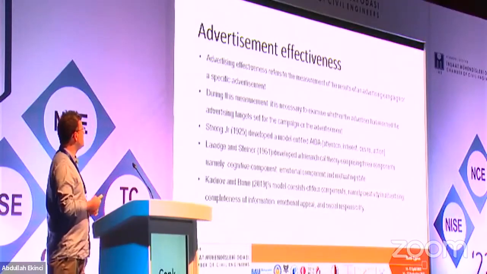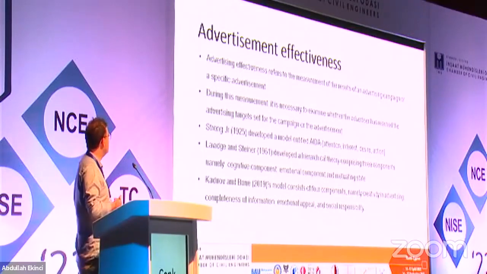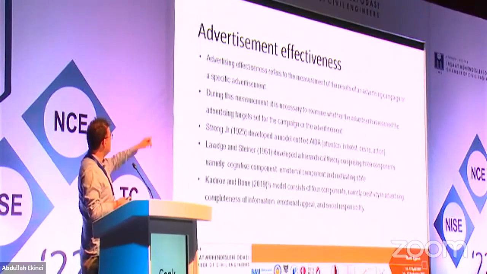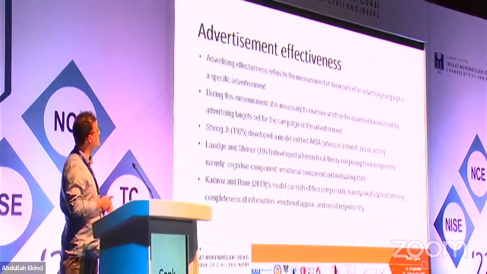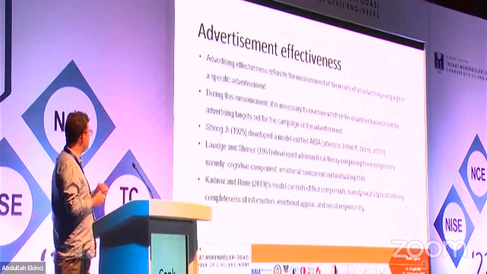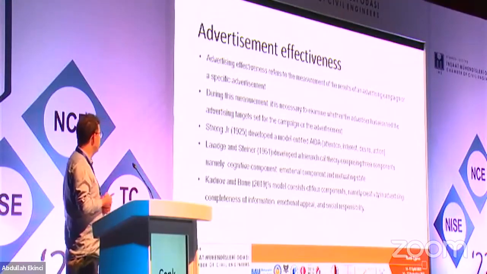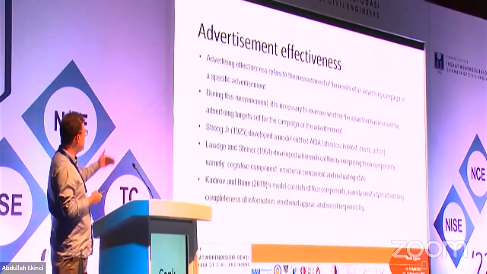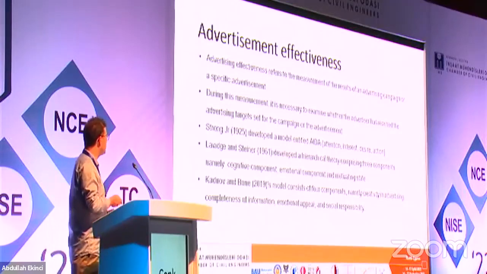When we check advertising effectiveness, there are also different definitions. Here we show one of them. According to that, advertising effectiveness refers to the measurement of the results of an advertising campaign or a specific advertisement. There are different methods and models for measuring advertisement effectiveness. We can see some of them, and in this study we also use these models in order to measure the advertising effectiveness.